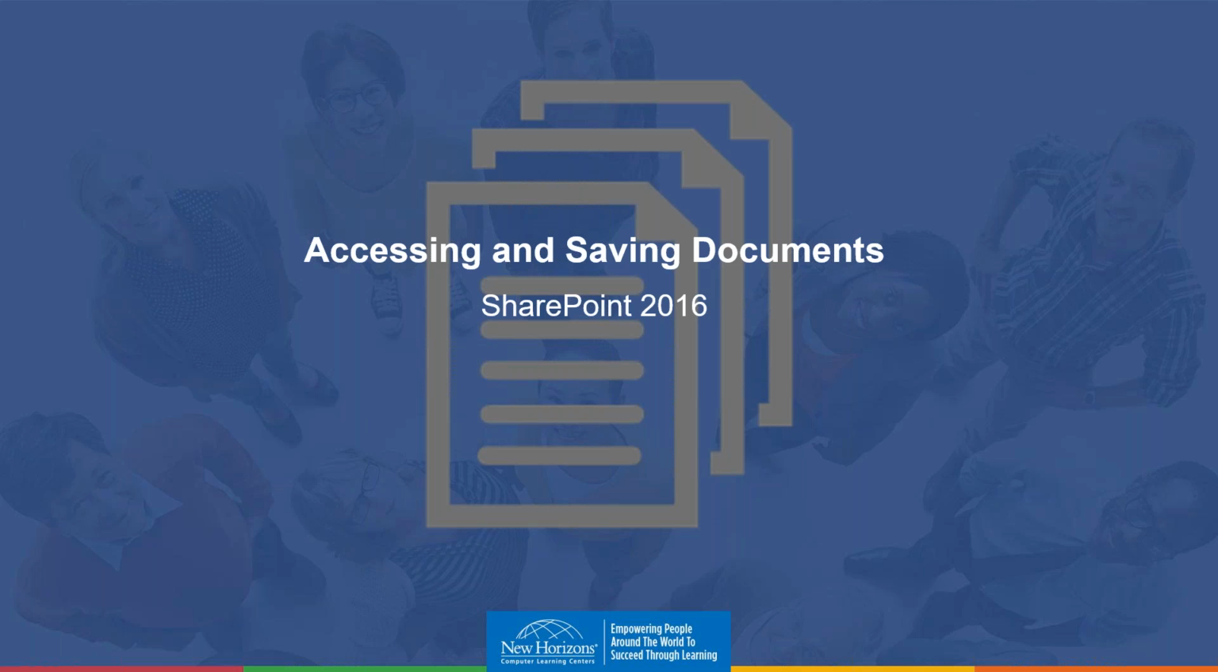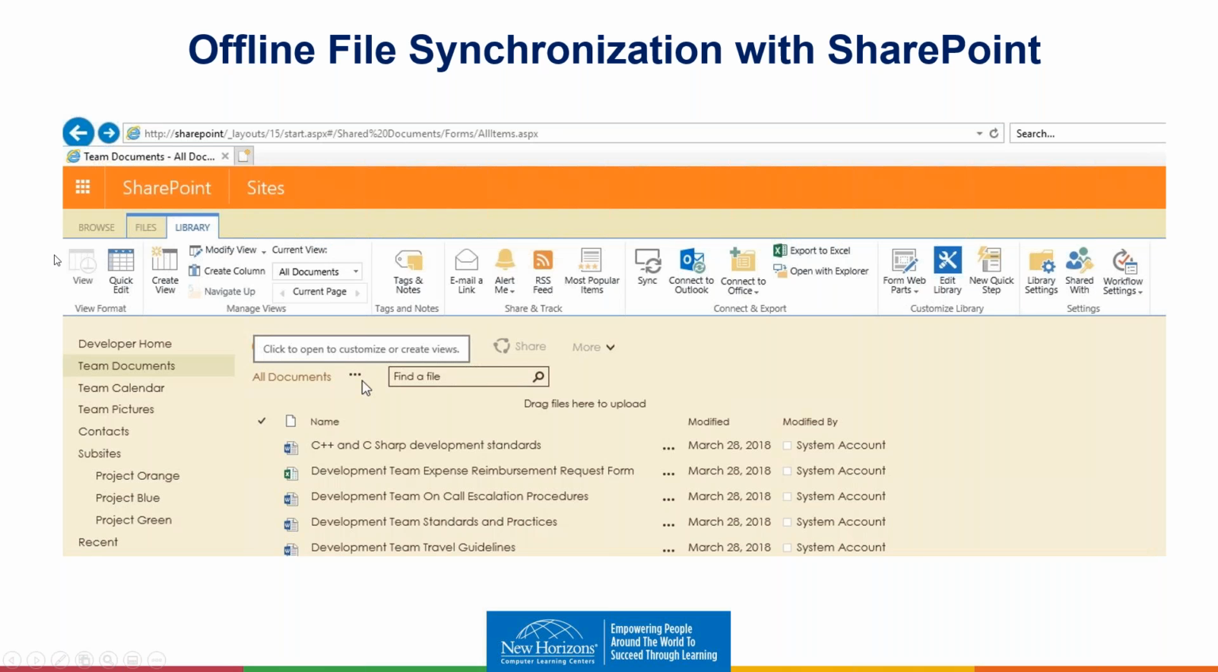So let's take a look at accessing and saving documents in SharePoint 2016. Now, SharePoint allows you to synchronize sites and document libraries for use offline if Microsoft Office is installed on a local system. From any site or document library that you wish to synchronize, you can select the Sync button on the ribbon to synchronize the folder.